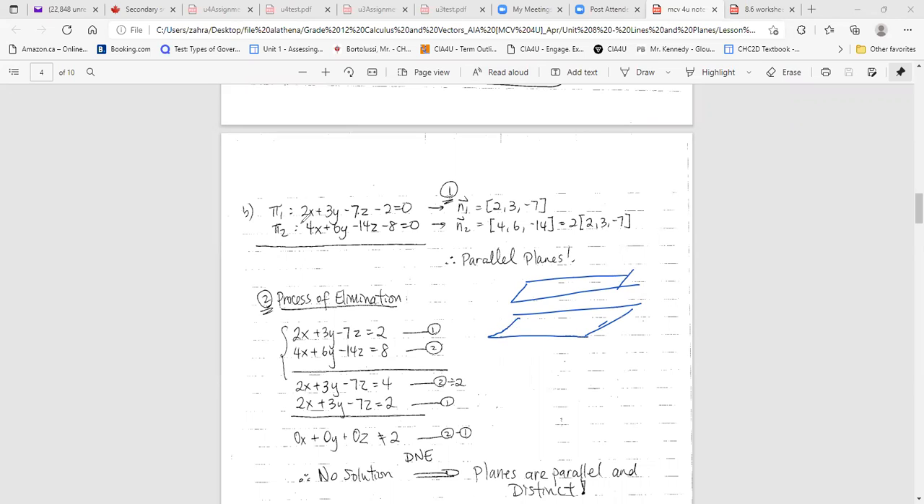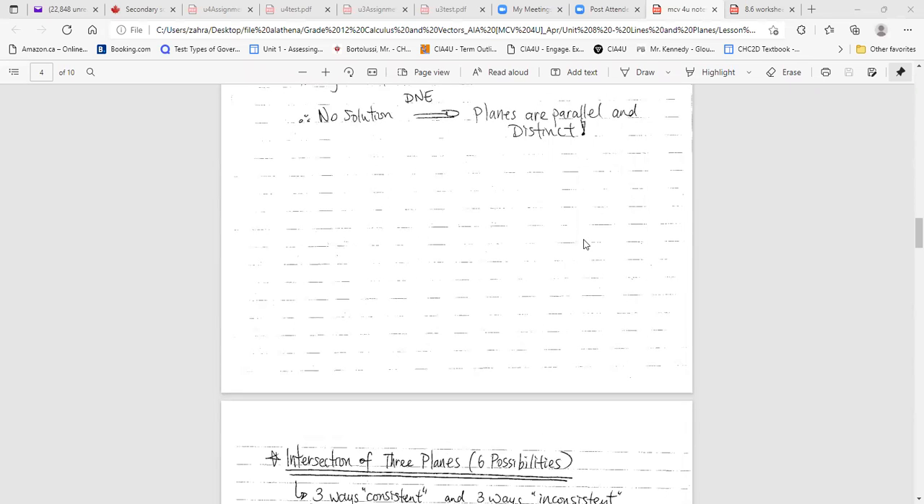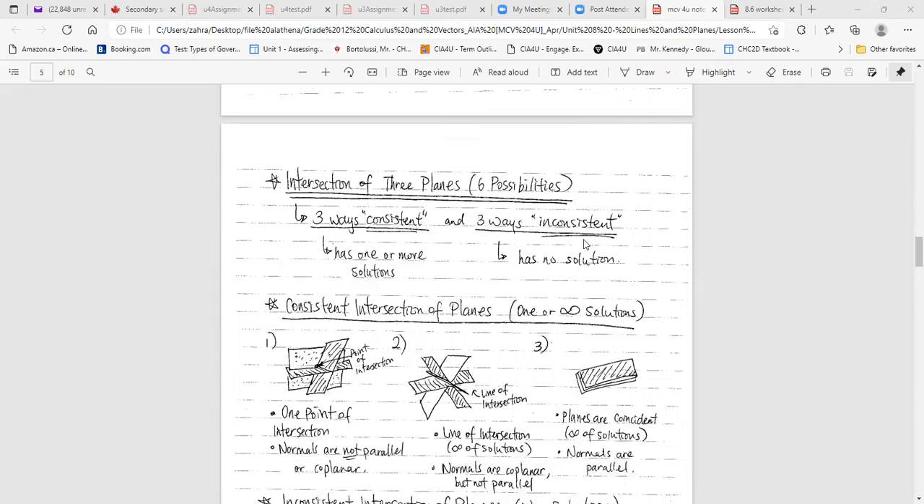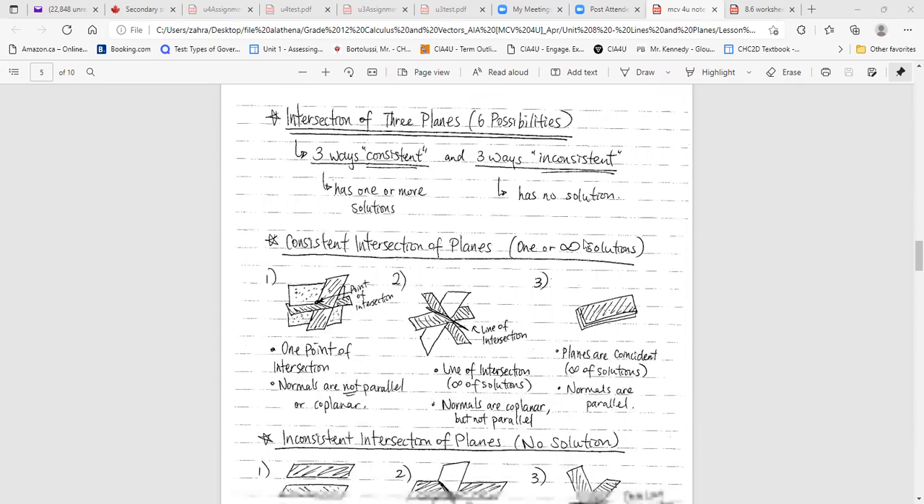As you see, if you multiply the first one by 2, you don't get the second one. So it's parallel and distinct. Or you can do the elimination and get to that conclusion. So here, the next one is intersection of 3 planes.